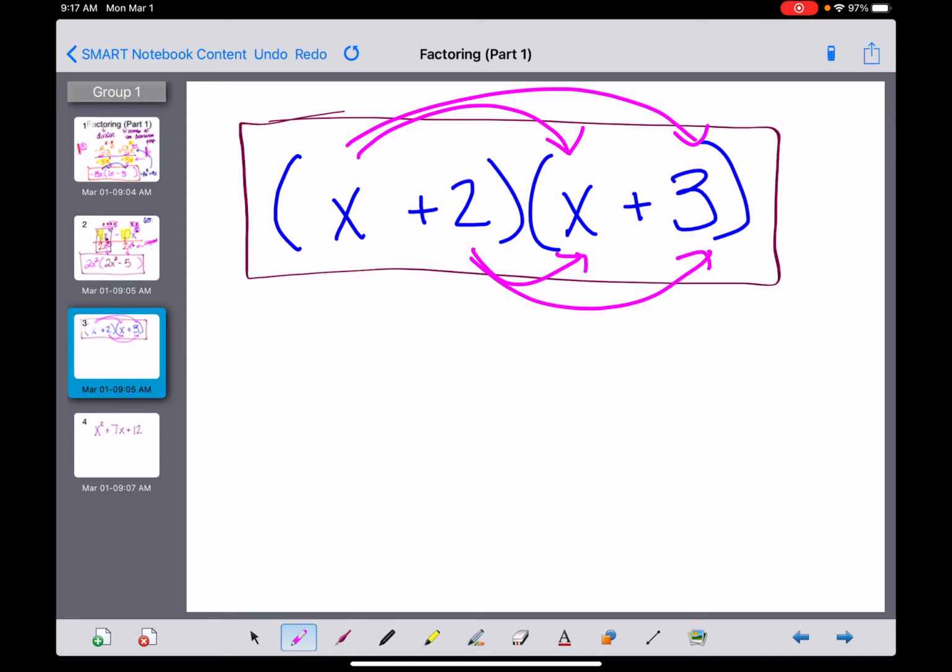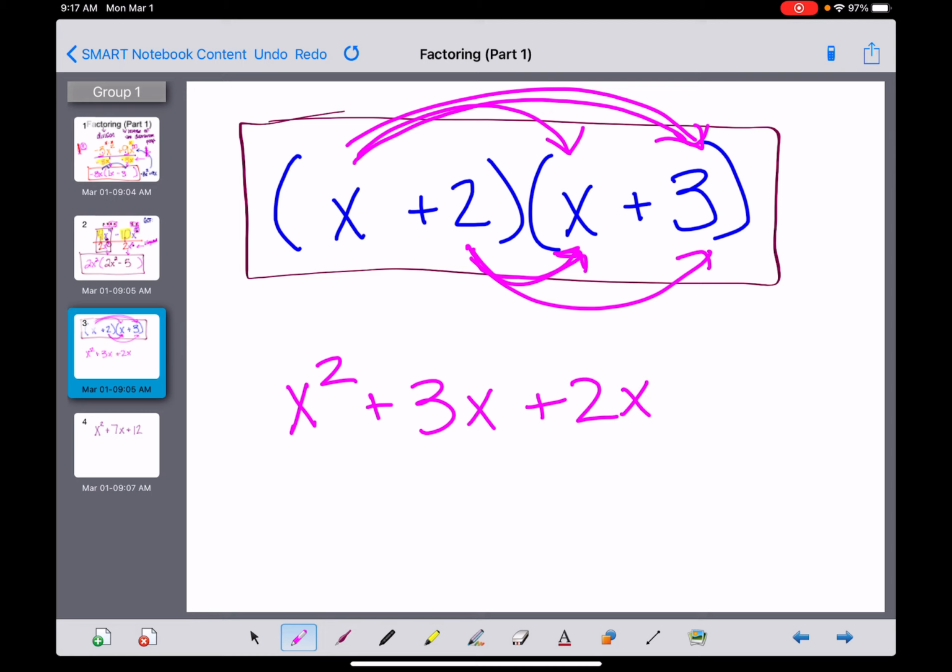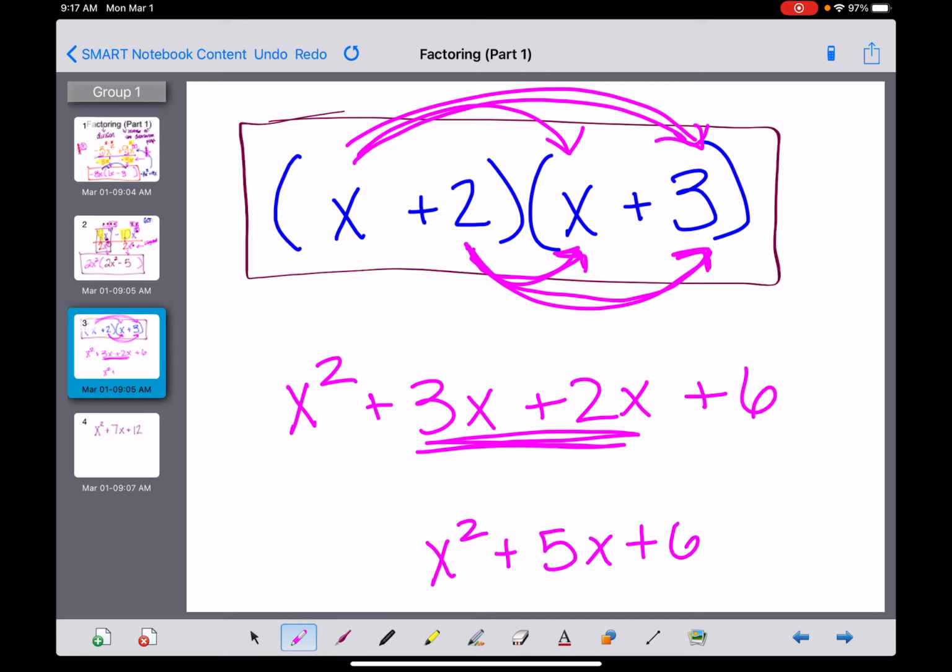So first term times first term, we have x to the second. First times that last is 3x. Our second term times the first is 2x. And our last times our last is 6. Then we always combine like terms in the middle. So I'd end up with x squared plus 5x plus 6.